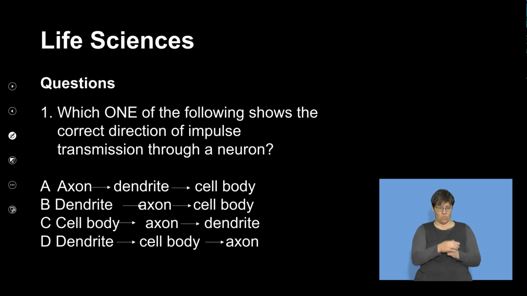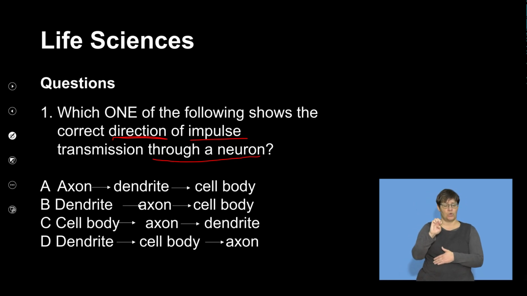Then there are the questions. The options. We've got A, that is the direction. We're looking at the direction, remember, of what? Of the impulse. Through what? Through a neuron. So what would be the direction?